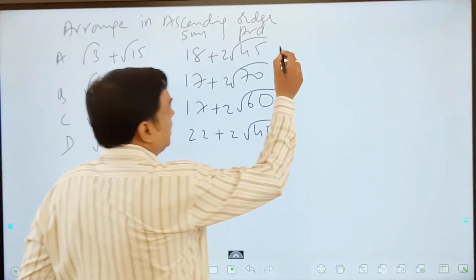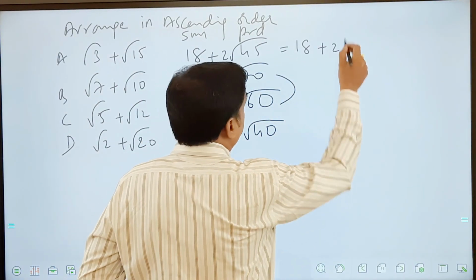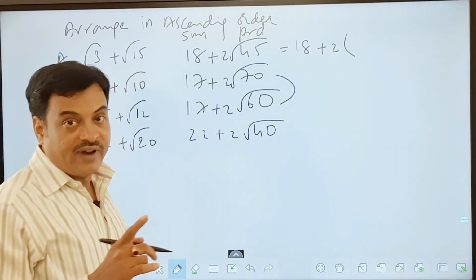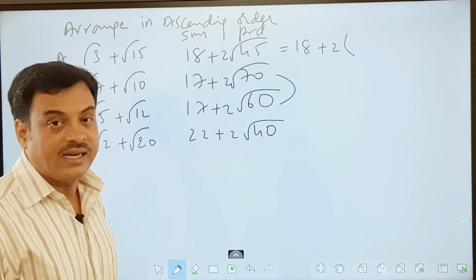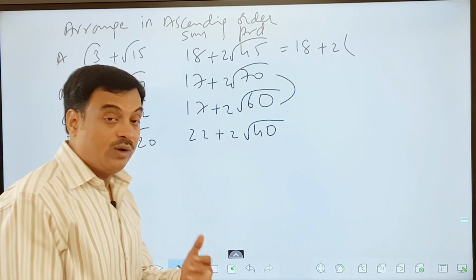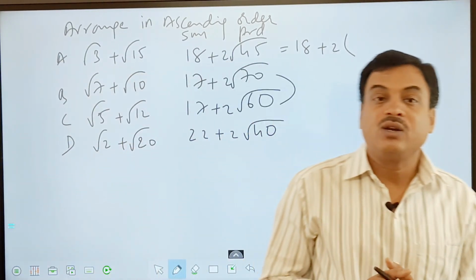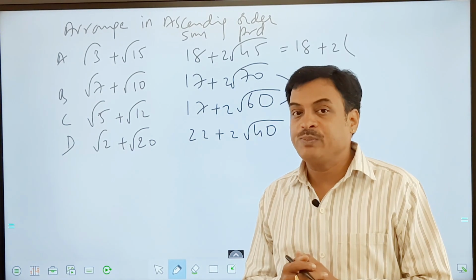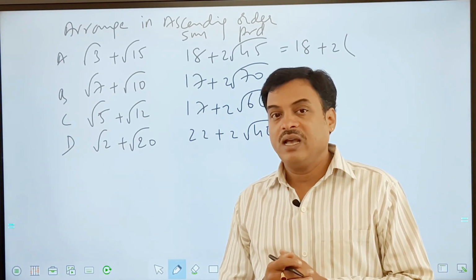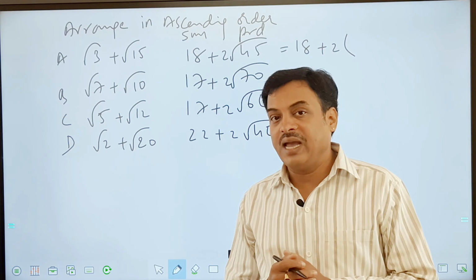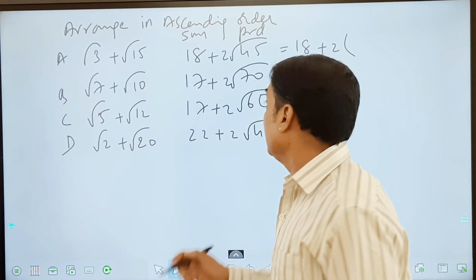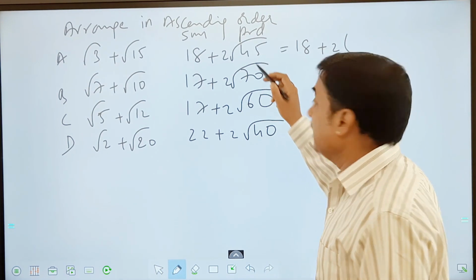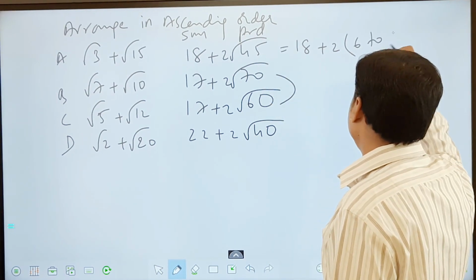Now this is 18 plus 2 into root 45. What is the square root of 45 exactly? No one can know that, correct? We don't know the exact value of root 45. So can I say 45 lies between 36 and the next number, 6 square, 7 square, 49? It is a bit close to 49 here. So can I say the value is lying between 6 and 7?